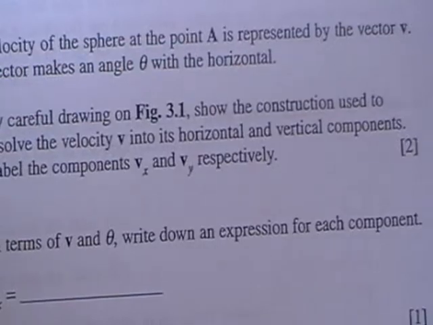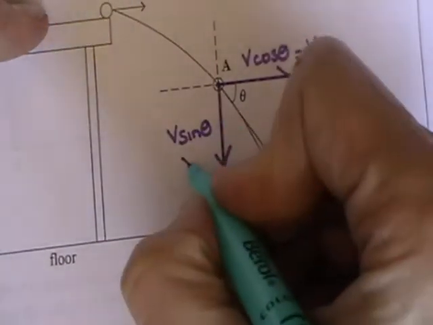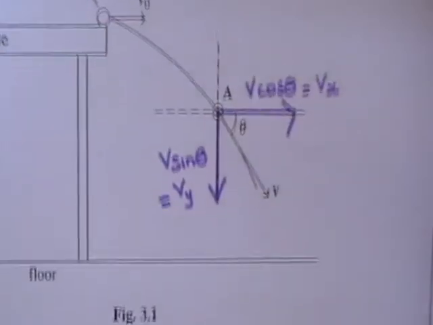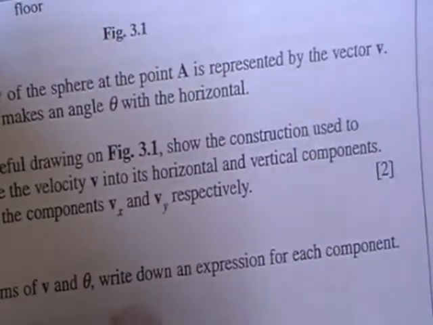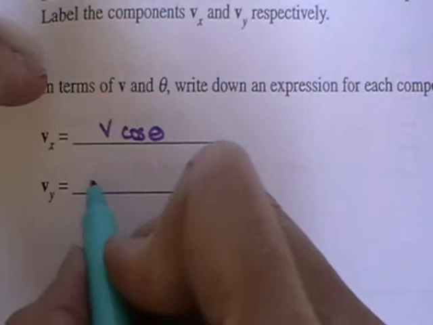And in terms of V and theta, write down the expression for Vx and Vy. So I have the expressions written in there. The Vx one is V cos theta, and the Vy one is V sine theta.